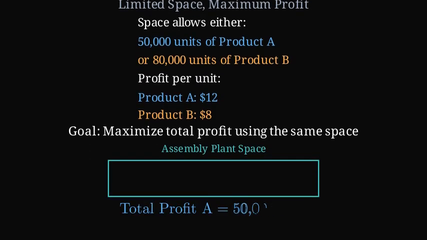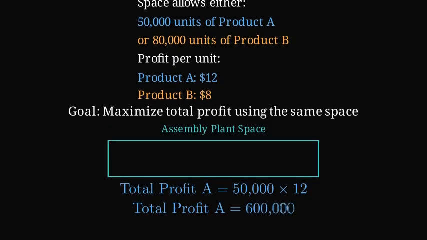Step 2, compute total profit for product A. The formula is total profit equals units times profit per unit. For product A, we have 50,000 units and $12 per unit. So we multiply 50,000 times 12. Let's compute it. 50,000 times 12 equals 600,000. So the total profit from product A is $600,000.